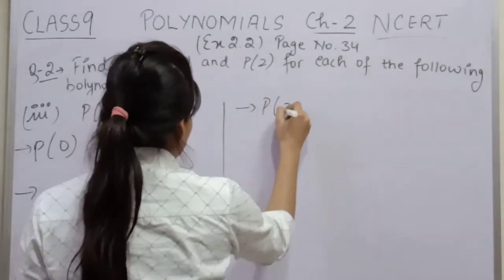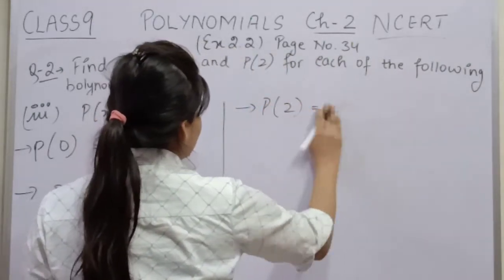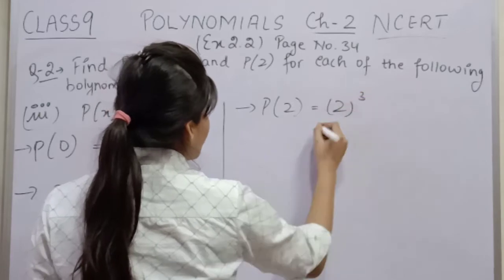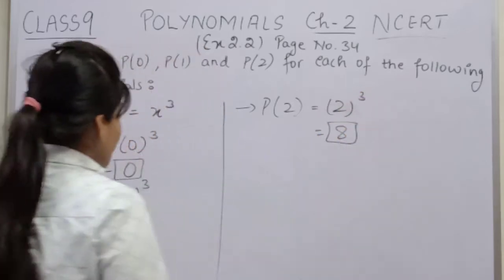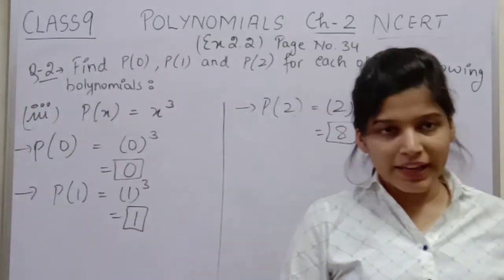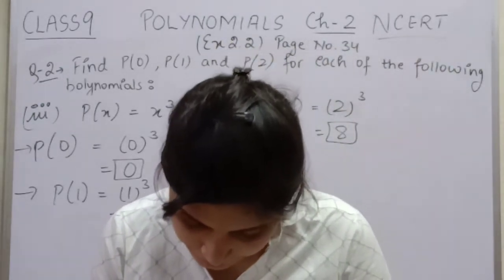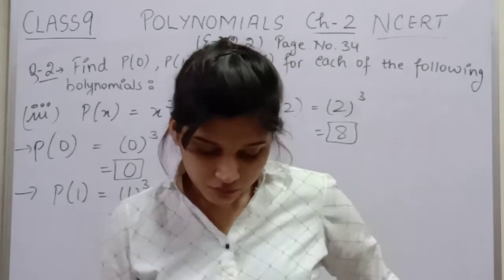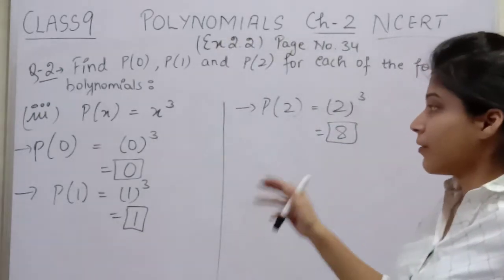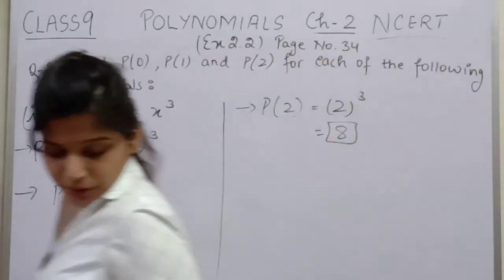Now putting p(x) equals to 2. So it means this will be 2 cube, and we all know that 2 cube is 8, right? So this was the third part of question number 2. Please note down this, then we will be continuing with the last part.